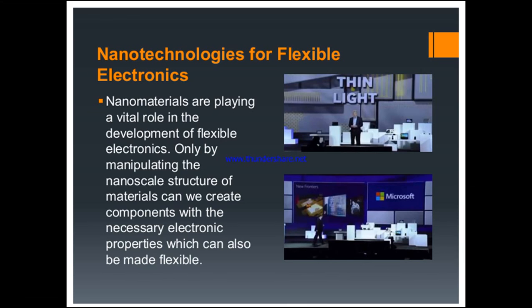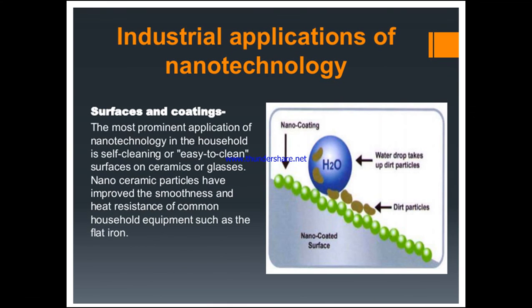So nanotechnology for flexible electronics. Only by manipulating the nanoscale structures of a material can we create components with the necessary electronic properties, which can also be made flexible. Industrial applications. The prominent application of nanotechnology in the household is self-cleaning or easy-to-clean surfaces on ceramics or glass. Nano-ceramic particles have improved the smoothness and heat resistance of common household equipment such as the flat iron. The figure indicates nano coating, where water droplets take up dirt particles and the dirt can be removed.